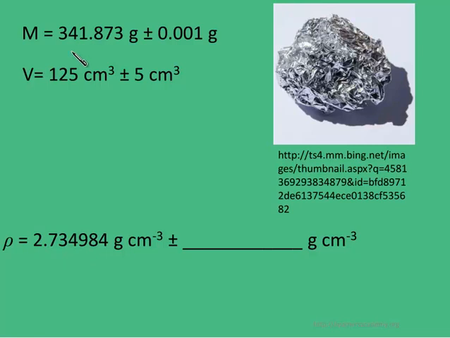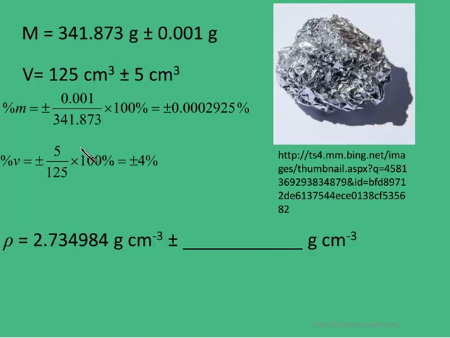So in this case, we carried out a division. So whenever you divide, you can't simply add up the absolute errors. You have to add up the relative errors, and the result will be the relative error in the density in this case. So notice, even though we're dividing, we're still adding up the relative errors. So we get the relative error in the mass, and it turns out to be 0.0002925%. And then we get the relative error in the volume. So that's 5 divided by 125, we get 4%. So now we add these relative errors, and we get 4.000295%.